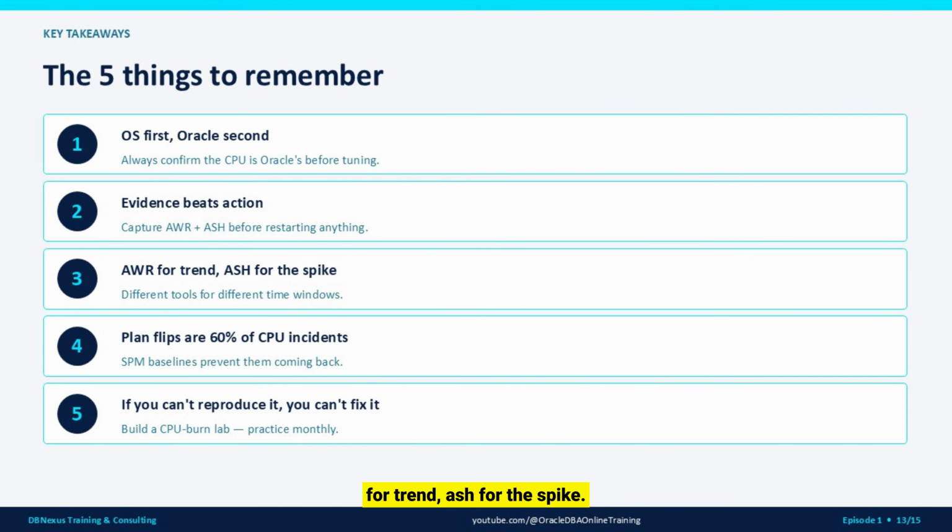3. AWR for trend, ASH for the spike. Different tools for different time windows. 4. Plan flips cause 60% of the CPU incidents I see. SPM baselines prevent them from coming back. 5. If you cannot reproduce it, you cannot fix it. Build a CPU burn lab on a sandbox. Practice this workflow monthly. The first time you do it on a real production incident should not be the first time you have ever done it.